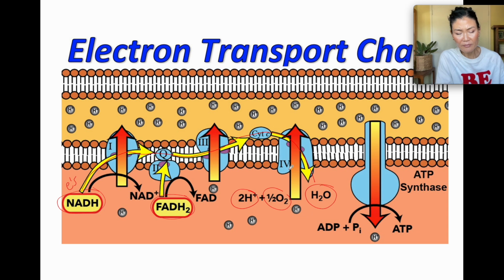Okay? So what's happening here? What's happening when the electrons are going through the electron transport chain? We've got 1, 2, 3 proteins that are embedded in the inner membrane, okay? And these proteins are very special because when the electrons go through them, electrons give them energy, okay?